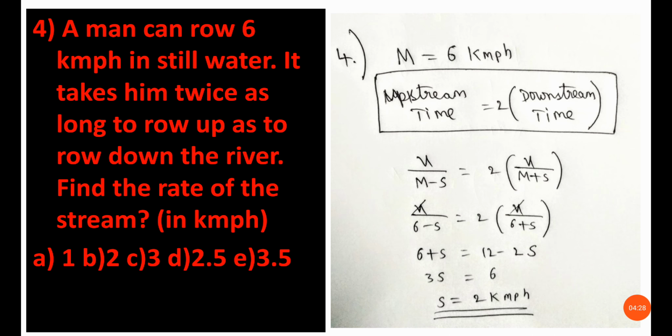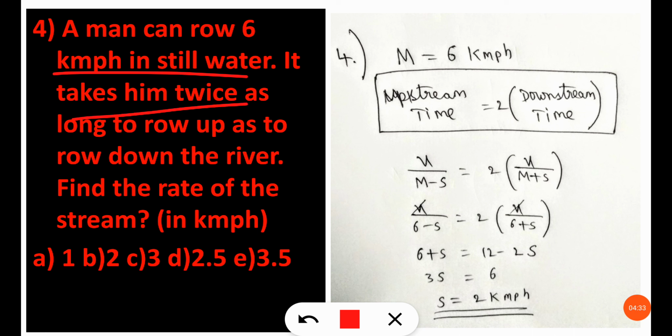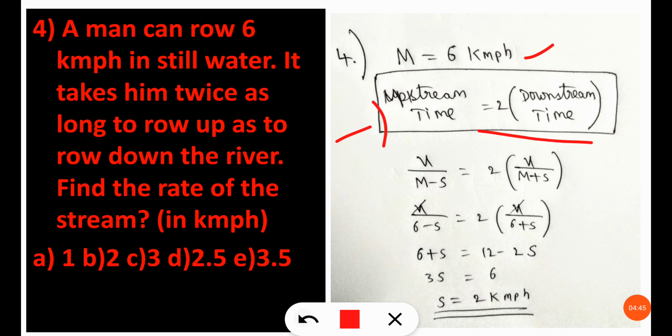Moving to the fourth question. A man can row 6 kilometers per hour in still water. It takes him twice as long to row up as to row down the river. Find the rate of the stream. It is given that m equals 6 kmph. The condition given here is upstream time equals 2 into downstream time. It takes twice as long to row up, which means the upstream time is more than the downstream time. How much more? It is double. That's why upstream time equals 2 into downstream time. I hope you understood this condition expression.